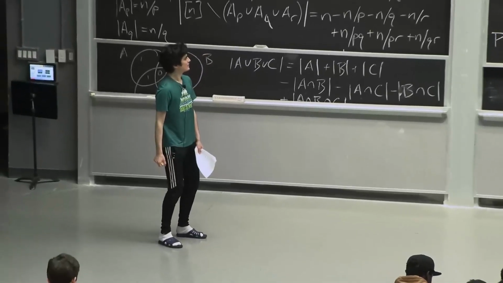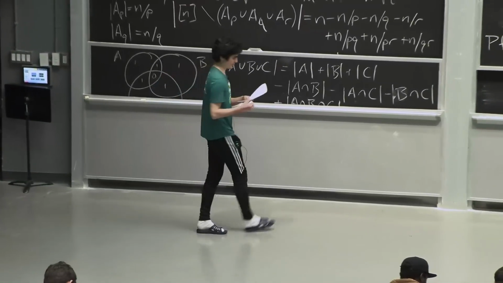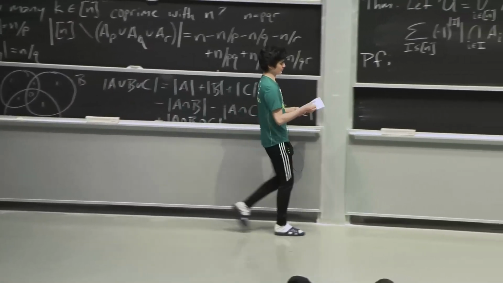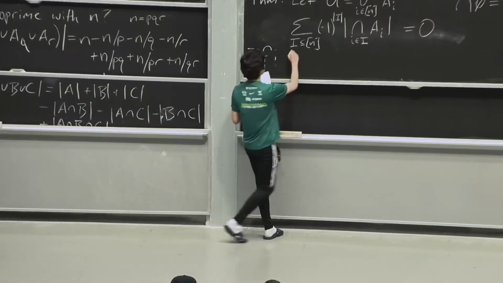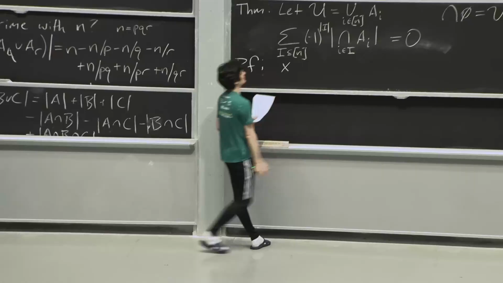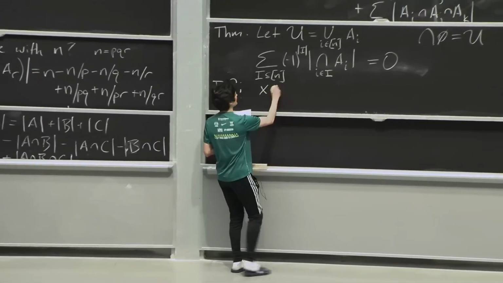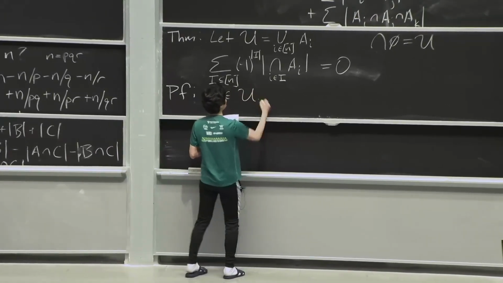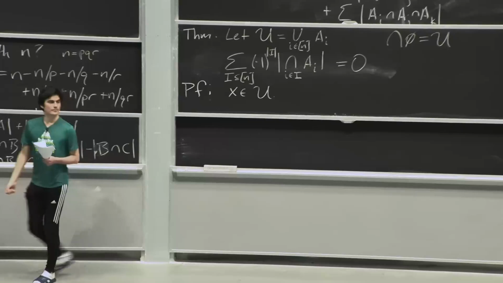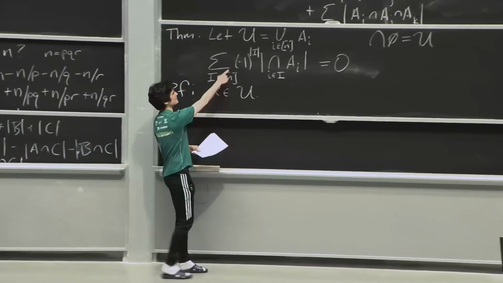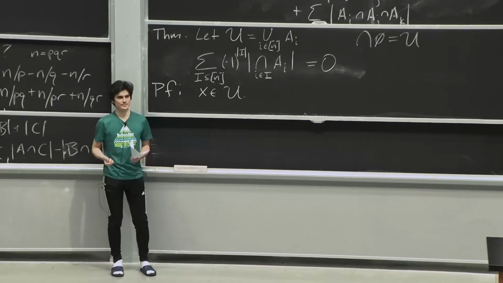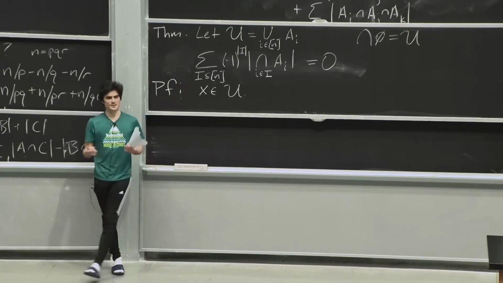Okay, so how could we prove this? Well, let's look at some x. Say we've got some element x of our universe. How many times do we count x on this left-hand side? How many of these terms does it appear in?